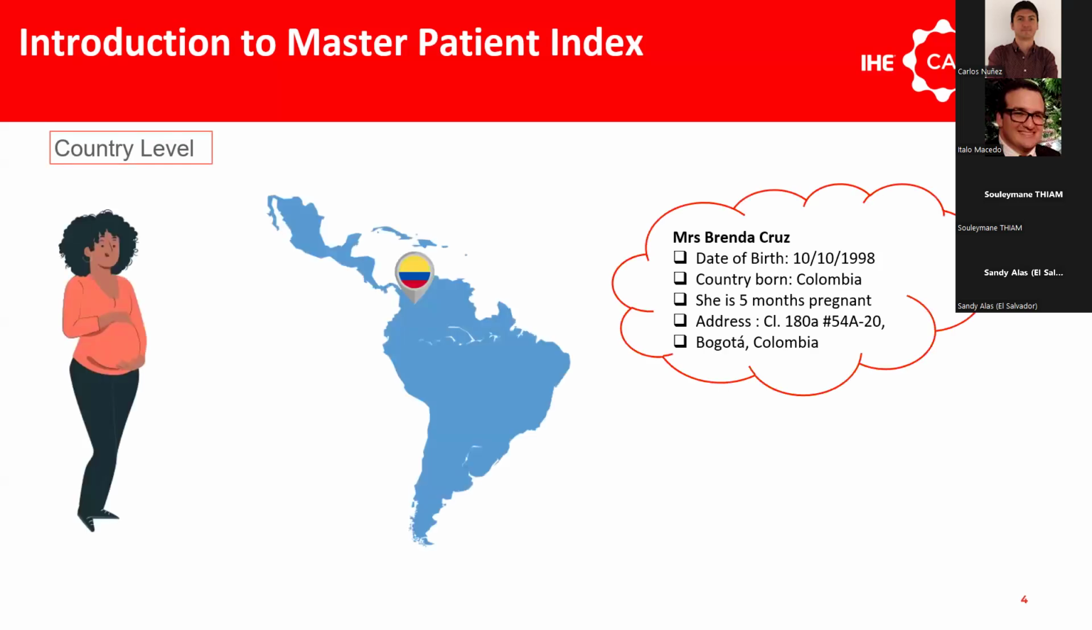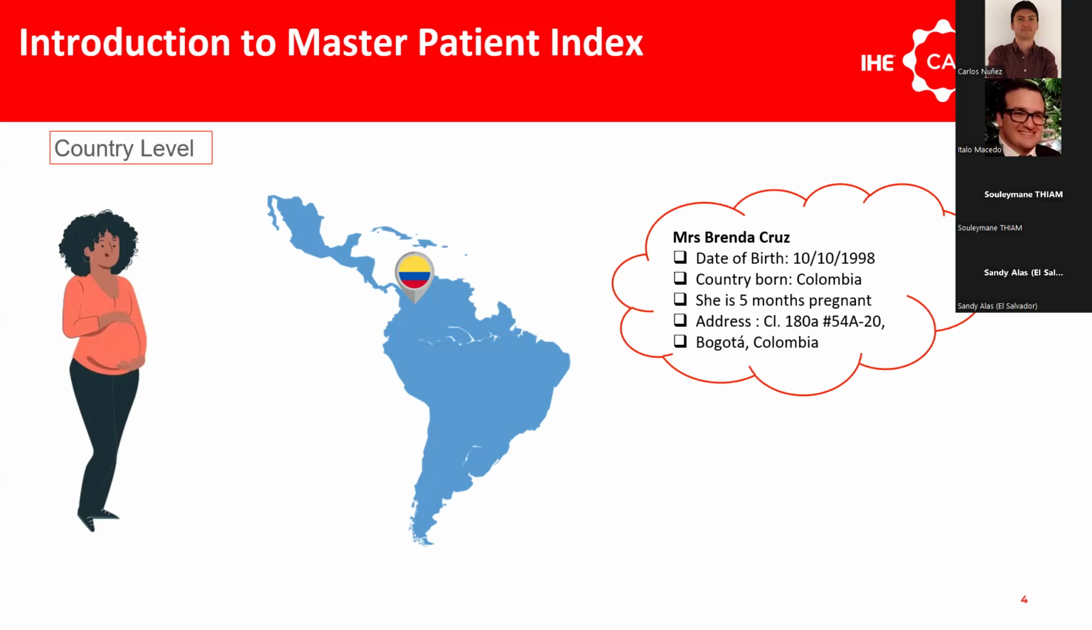So in this example, I will focus on the country level because the presentation will be divided in two parts, the country level and then the regional level. In the country level, this is an example. We have a pregnant patient. Her name is Brenda Cruz. The date of birth is October 10, 1998. She was born in Colombia, and the address is in Bogota.